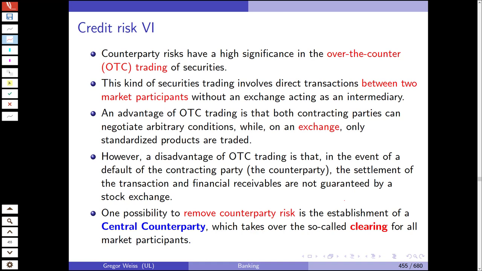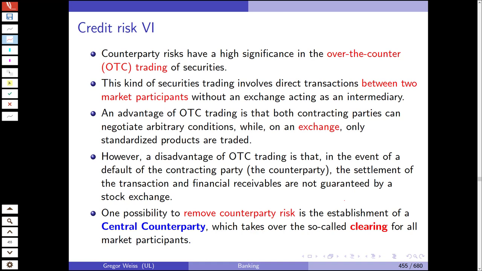The disadvantage of OTC trading is that in the event of the default of the contracting party, the counterparty risk, there is no one that guarantees settlement. That's the problem of OTC trading. You don't have an exchange that is responsible for clearing and settling the transaction.